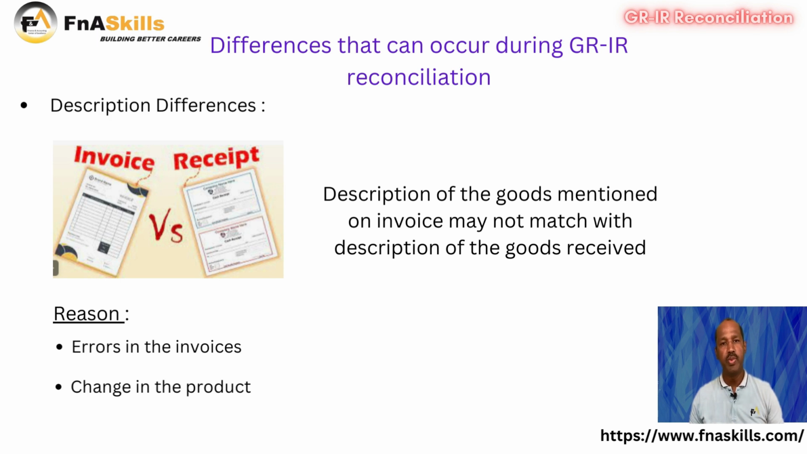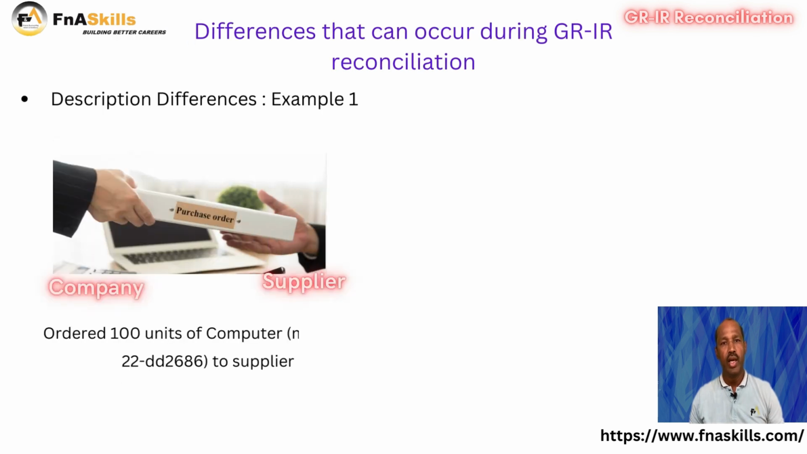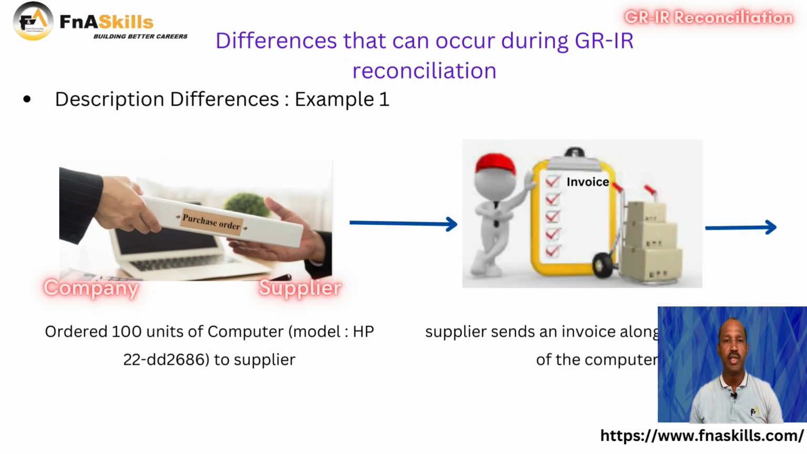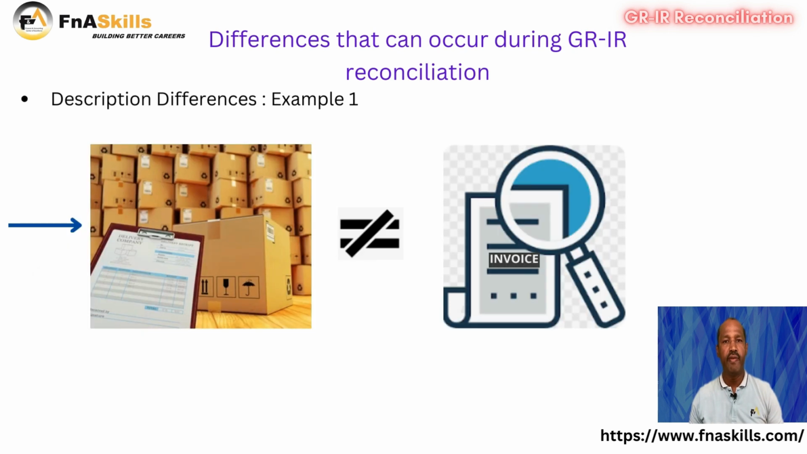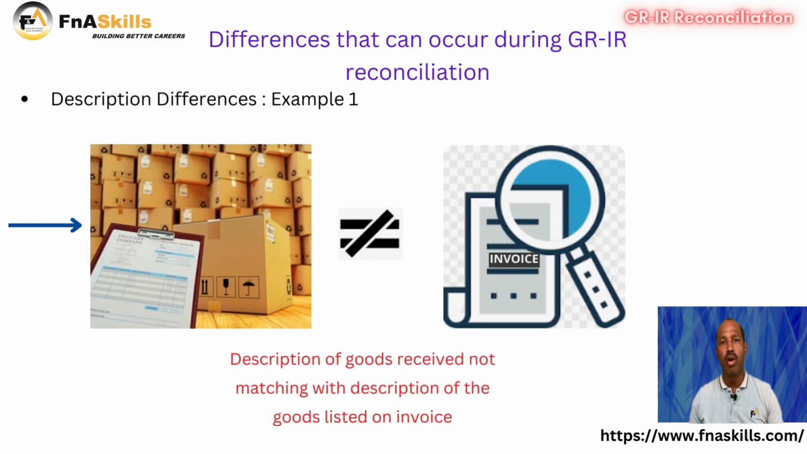An example of description difference in GRR reconciliation could be a company ordering 100 units of a specific model of computer from a supplier. The supplier sends an invoice for 100 units of the computer, but when the company receives the shipment, they find that the computers are a different model than what was originally ordered. In this scenario, the description of the goods listed on the invoice does not match with the description of the actual goods which were delivered.